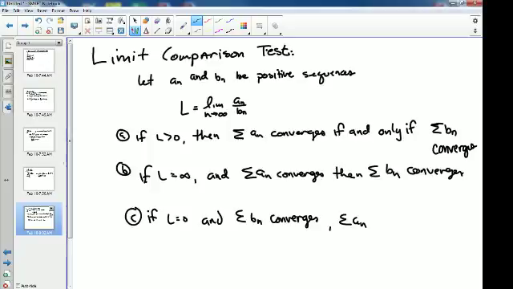All right. So if L equals 0 and B sub n converges, that means the bottom is bigger, right? The bottom is bigger and it converges, what has to happen to the top? A sub n converges as well. Right. This is a comparison test again, just in a different format.